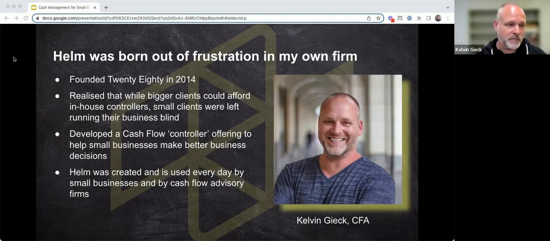We needed something that we could make decisions off of quite quickly, and something that was very simple and easy to use, especially given the dynamic, iterative nature of short-term cash flow. So that's why we built Helm. Ultimately, we wanted to solve our own pain point. And so we built out Helm as that tool. And we still use it to this day in 2080, and it helps us with our cash flow advisory process. So we offer it to other firms as well as to small businesses themselves.